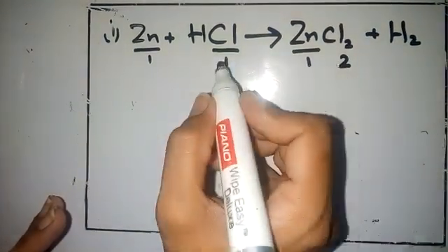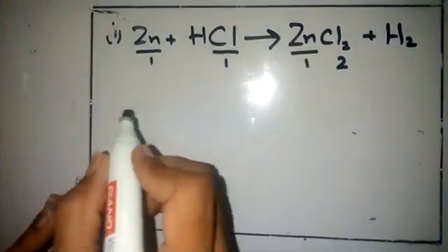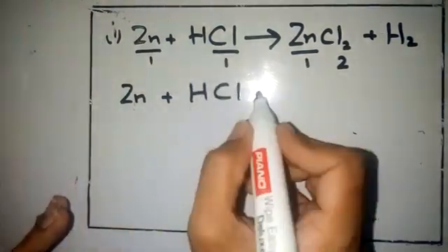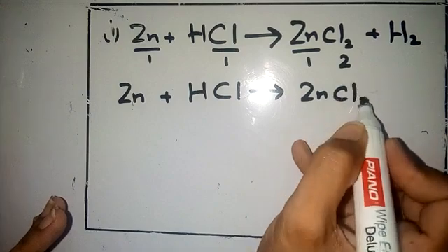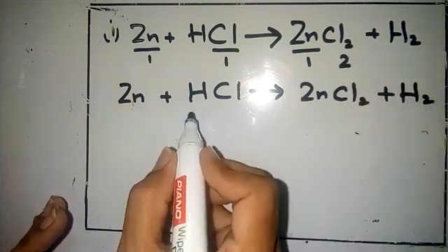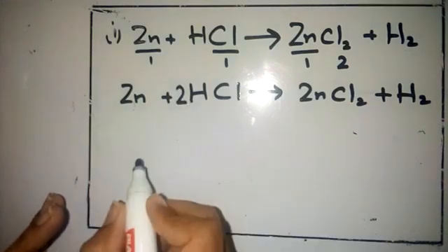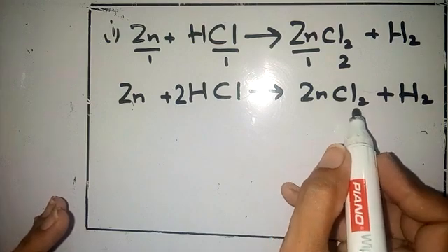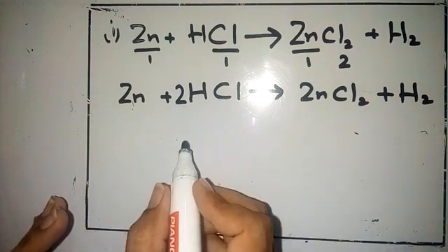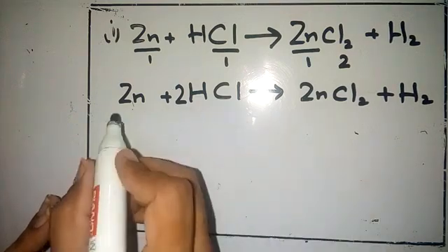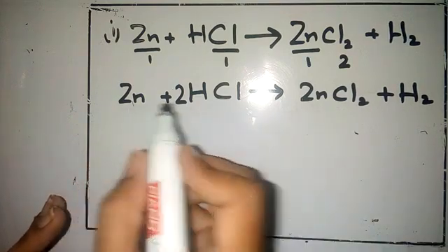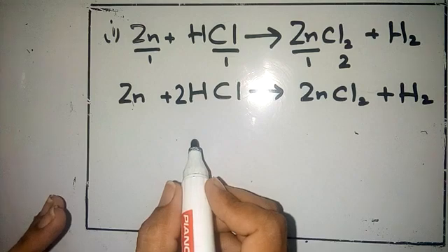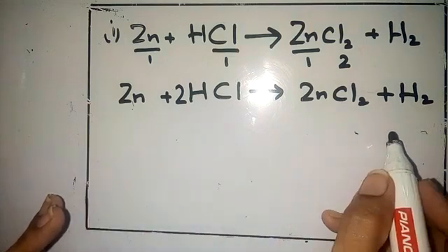So first we balance the chlorine atoms here. We put the number 2 for chlorine here. Now this will make 2 chlorine atoms, the same as in the product. So now you will again compare both sides of the equation. Now the zinc is balanced, hydrogen is balanced, and chlorine is also balanced. So in this way you have to balance the chemical equation.